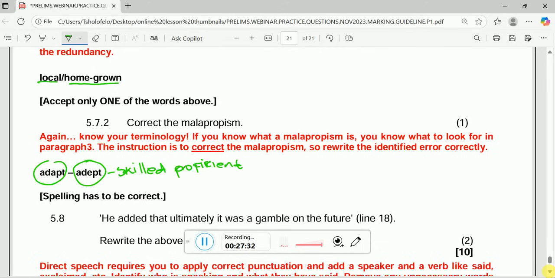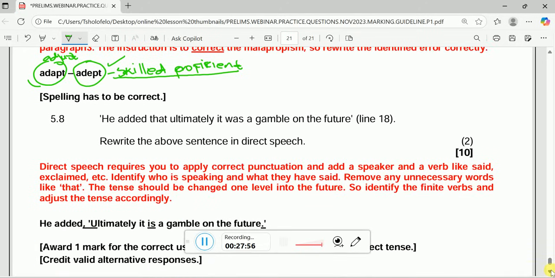Right, and then the word adapt, it's a verb that means to do what? To adjust. So this spoils the meaning of the sentence, but when you take adept to that sentence, it correlates well with the idea presented there. So malapropism was to correct adapt to adept, which is it here. Right, and then he added that ultimately it was a gamble on the future.